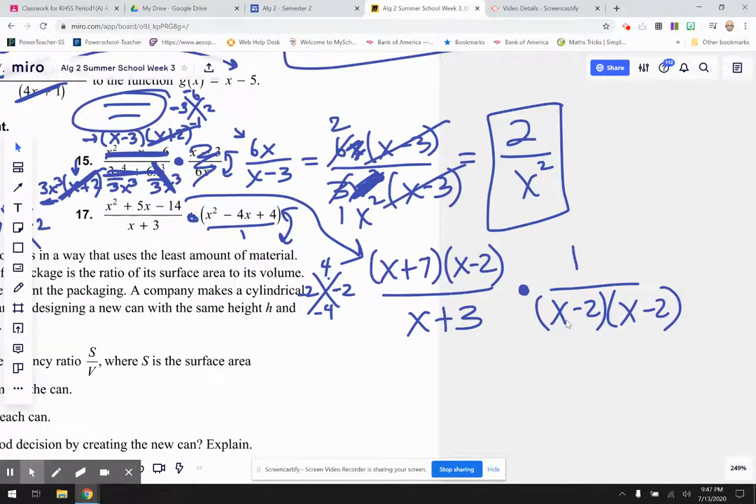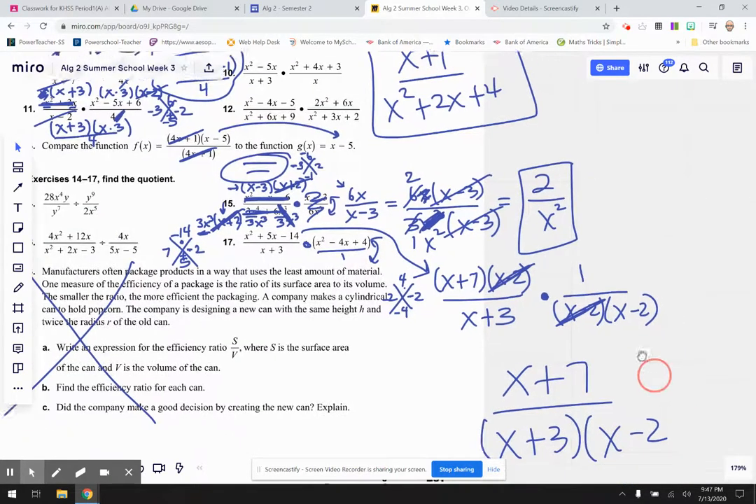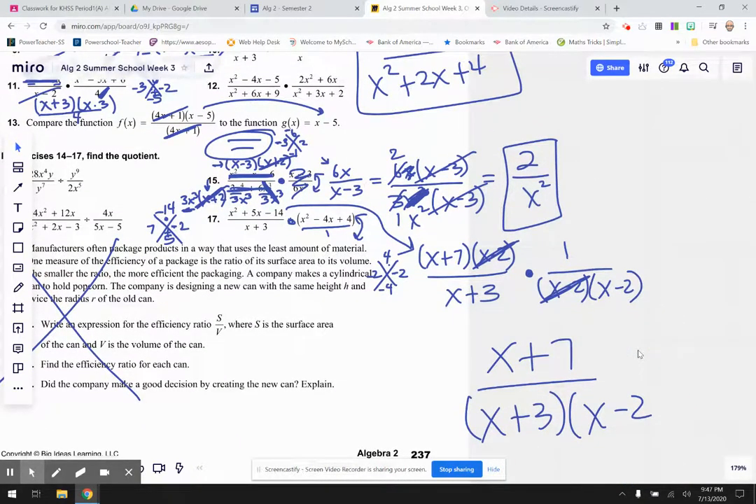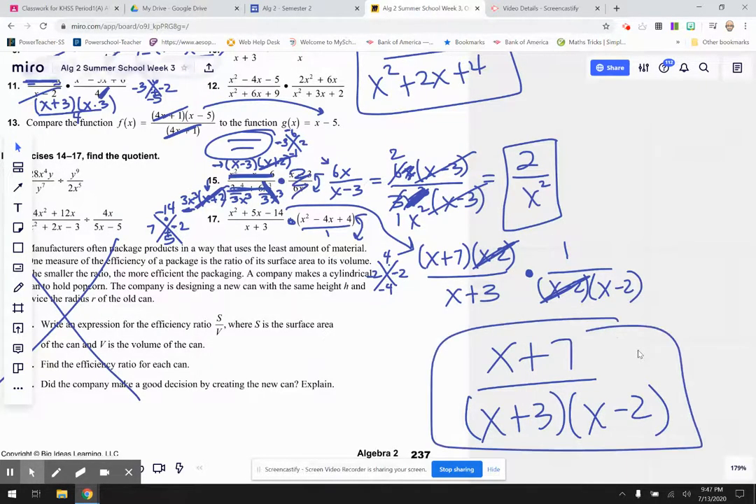And what's cool is the x minus 2's then will cancel, 1 on top, 1 on the bottom. So you have left on the top is x plus 7. You have left on the bottom is x plus 3 and x minus 2. Those are left on the bottom. And you can't do anything with that. You can't reduce any of those x's because they're all in the pluses. So that is number 17, completely reduced.